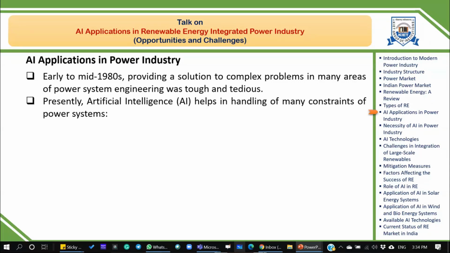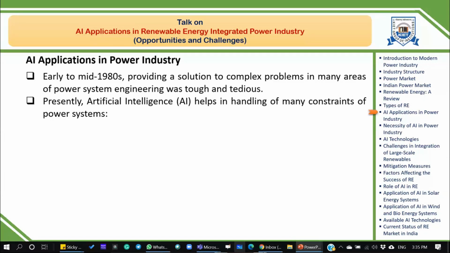But nowadays people are talking about machine interface, meaning how we can use AI for the machine interface in the power network. So presently artificial intelligence helps in handling the many constraints of the power system. Whenever we are talking about power system optimization or optimal operation of the power system in power marketing, either a centralized or decentralized power pool, or a bilateral or multilateral market, how we can handle the constraints by using artificial intelligence, that is important.